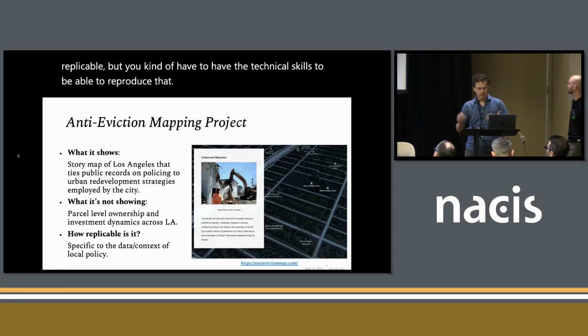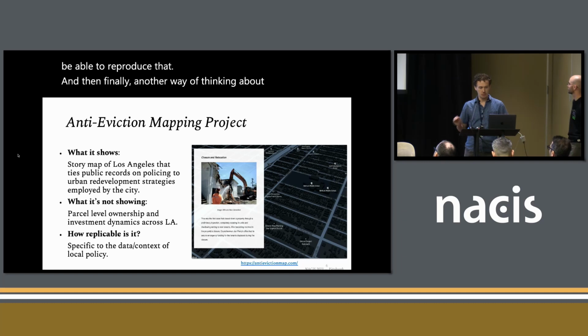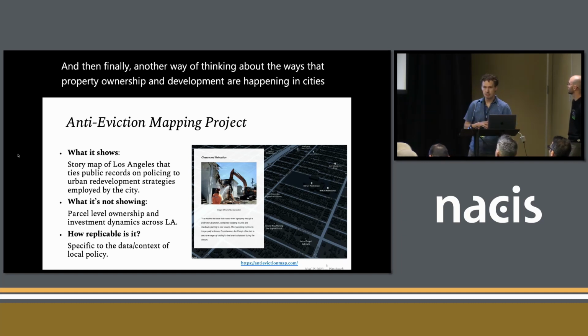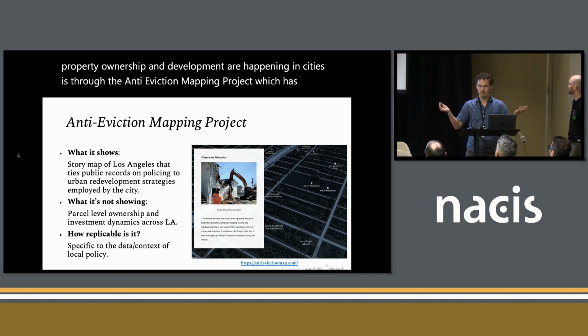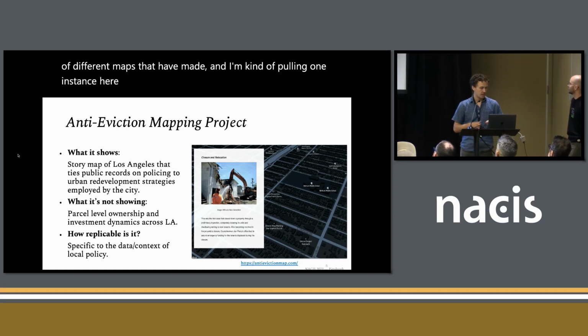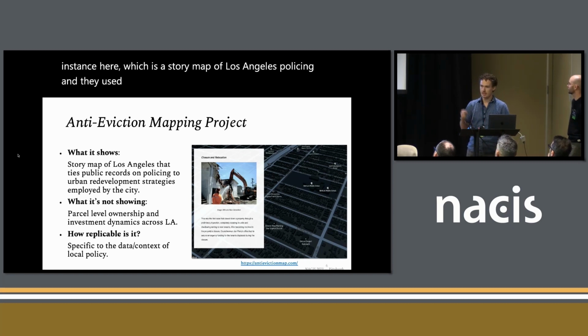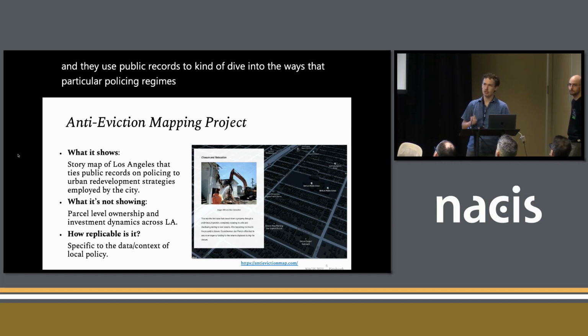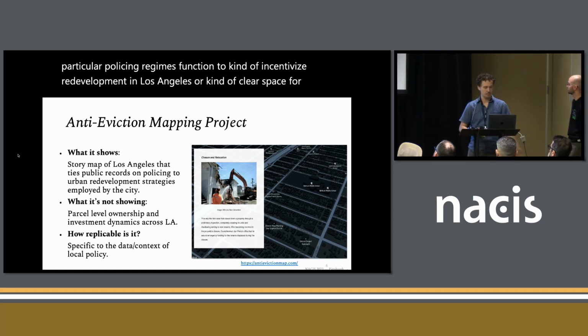And then finally, another way of thinking about the ways that property ownership and development are happening in cities is through the Anti-Eviction Mapping Project, which has a suite of different maps they've made, and I'm pulling one instance here, which is a story map of Los Angeles policing. They use public records to dive into the ways that particular policing regimes function to incentivize redevelopment in Los Angeles, or clear space for redevelopment to happen.